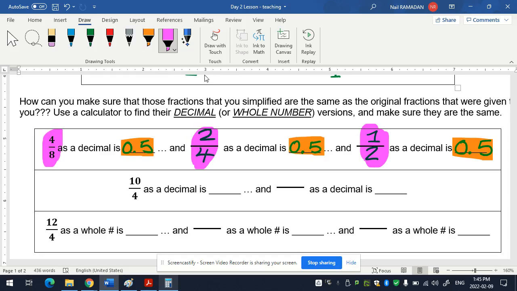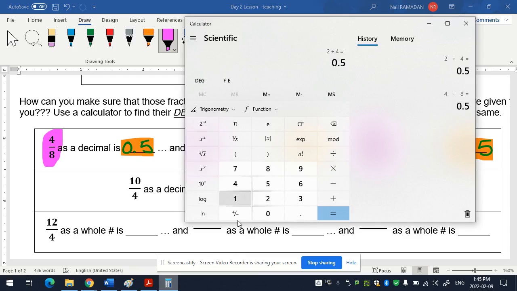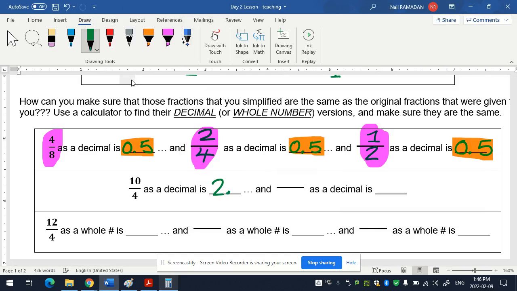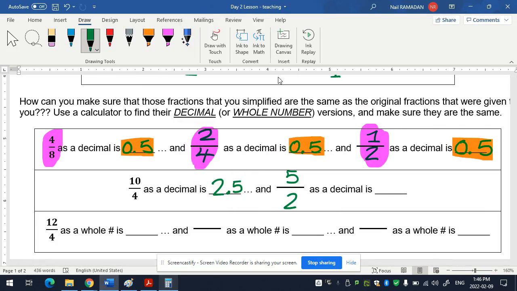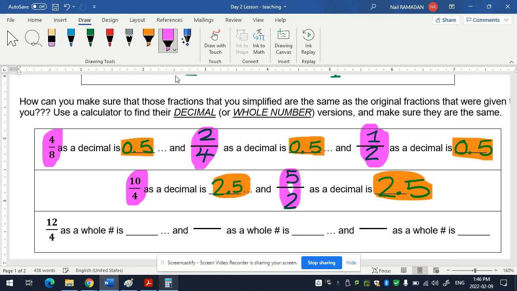All right, let's do the next one. 10 divided by 4 as a decimal is 2.5, which is what Muhammad said. Each person gets $2.50. And we simplified it to 5 over 2. Well, let's check. No surprises. 2.5 as well. So we are producing the same decimal, which means we are still keeping the same fraction, even though it looks different. See, in math, things could look different, but they are still the same meaning.